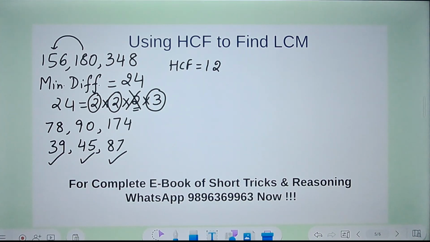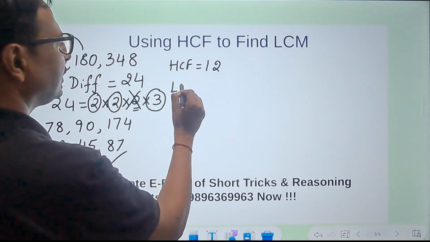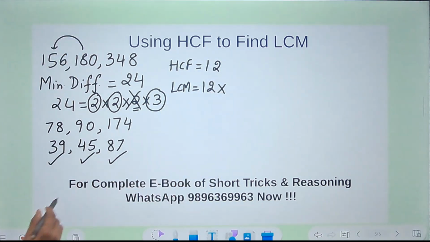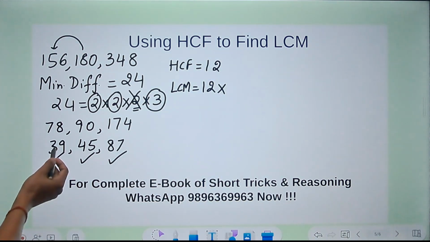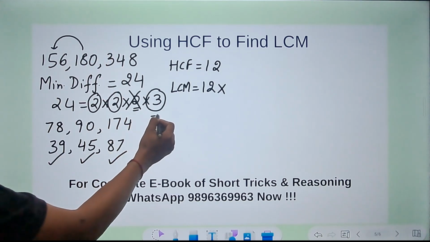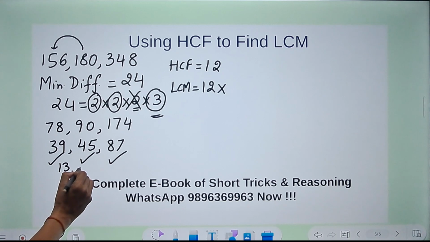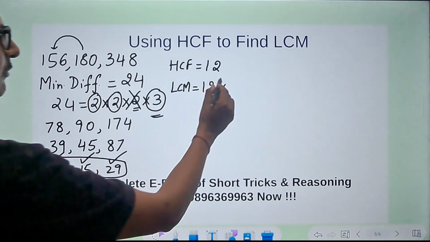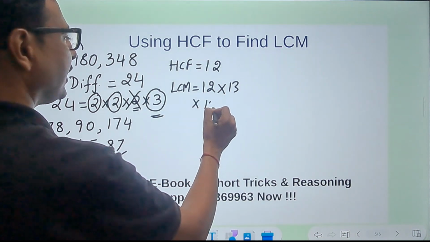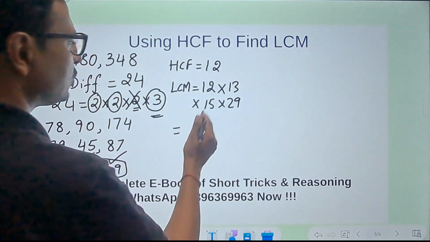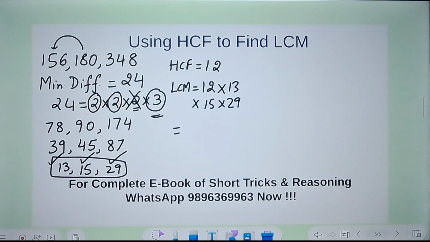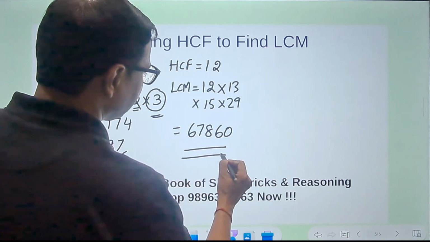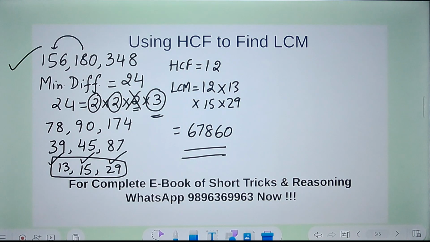Now once you get the highest common factor, finding the LCM can be really easy, because 12 is one of the factors, and then I have to keep on dividing all these numbers by 12, or eliminate this common factor 3 from here, you get 13, you get 15 and you get 29. These three numbers which are left out have to be multiplied here to get your LCM, and you will be surprised to know the product of 12, 13, 15 and 29, 67860, actually is the LCM of these three numbers.